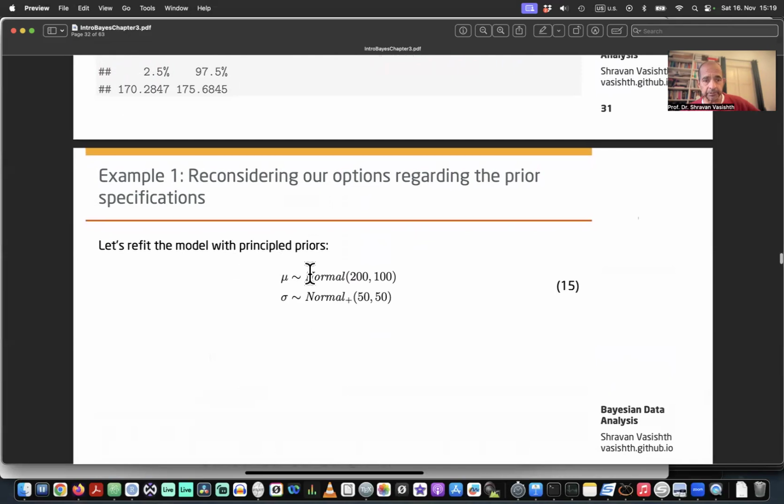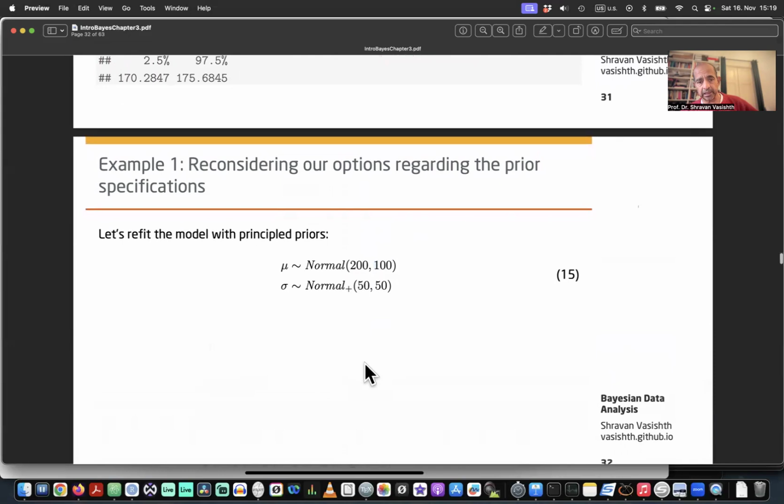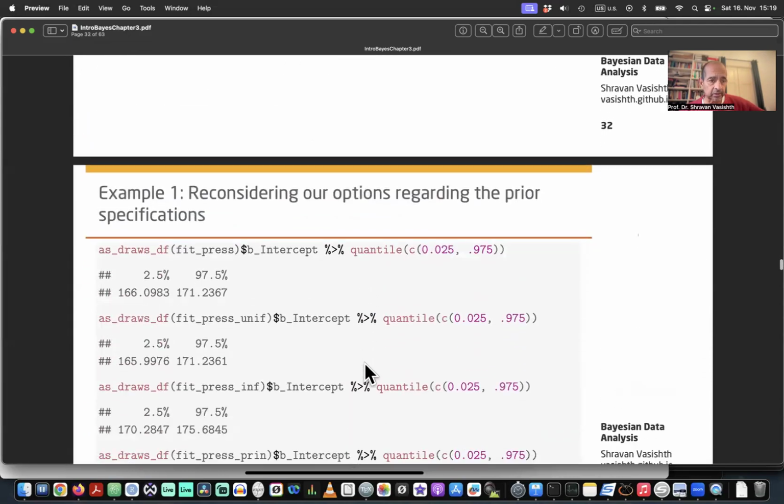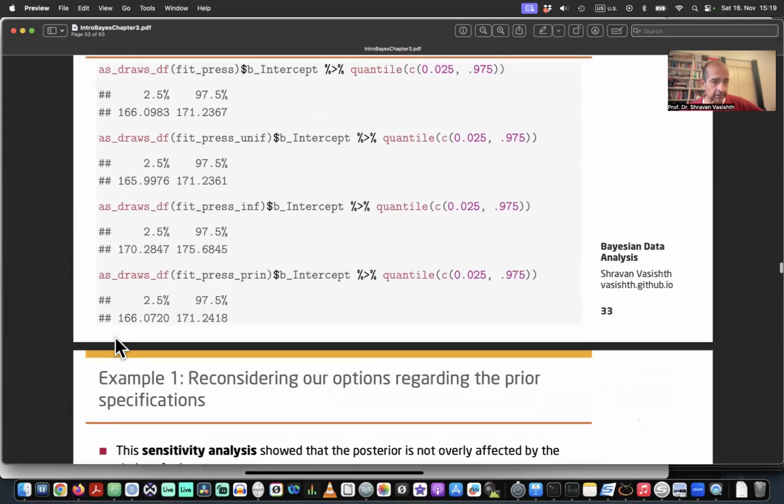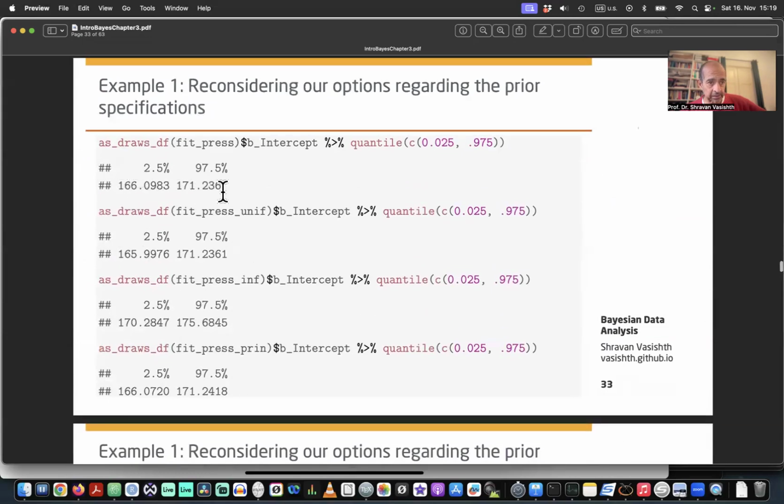So here's the principled prior. What's different from the informative prior is that the standard deviation is quite large. Let's take a look at what happens here. This was our informative prior, 170 to 175. With the principled prior, because we allowed more uncertainty again, we are back to 166, 171.